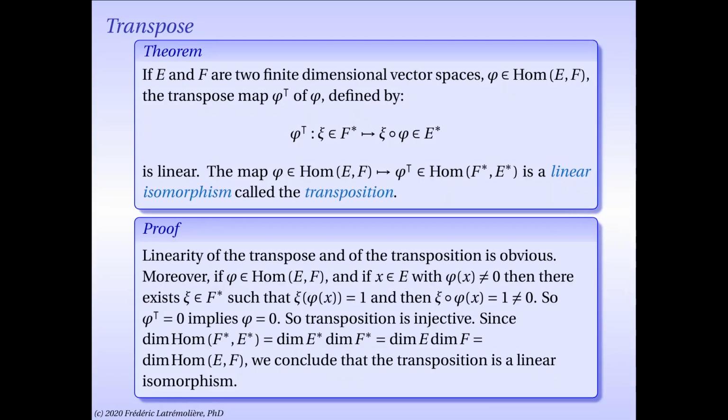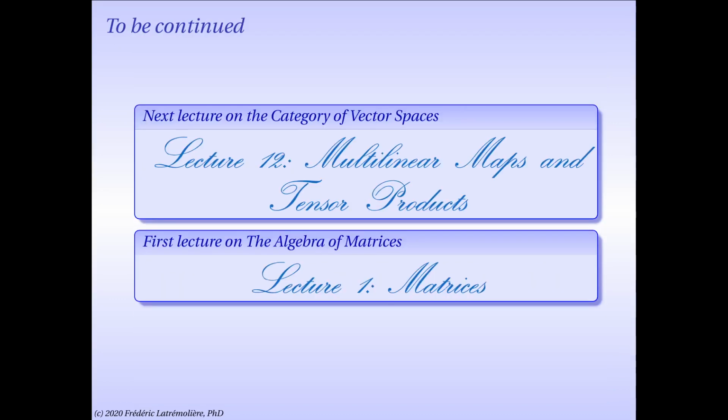This concludes our presentation of the computation of the dimension of the space of linear functions between two finite dimensional vector spaces. We now can progress in two different directions. Next, on the category of vector spaces, we will discuss the space of multilinear maps and an associated construction, the tensor products of two vector spaces. Since we also introduced a basis for the space of linear functions between two finite dimensional vector spaces, we are now ready to study the algebra of matrices, beginning with our first lecture called Matrices.